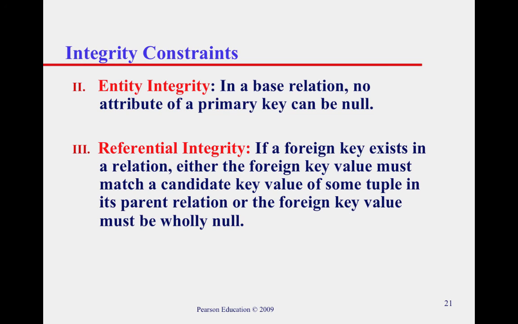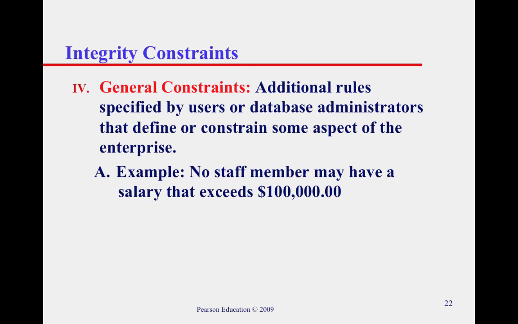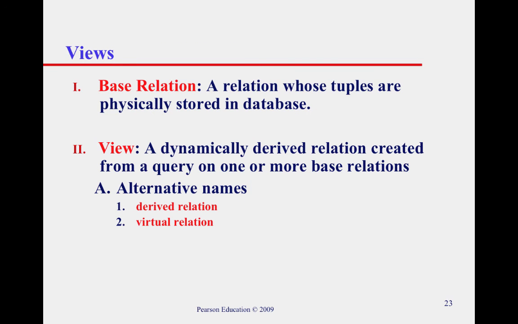Okay, so these all kind of fit naturally with notions of pointers that you've already had. And then fourth, you can put general constraints on your relations, such as no staff member may have a salary that exceeds $100,000, or no realtor may manage more than 30 properties. Okay?